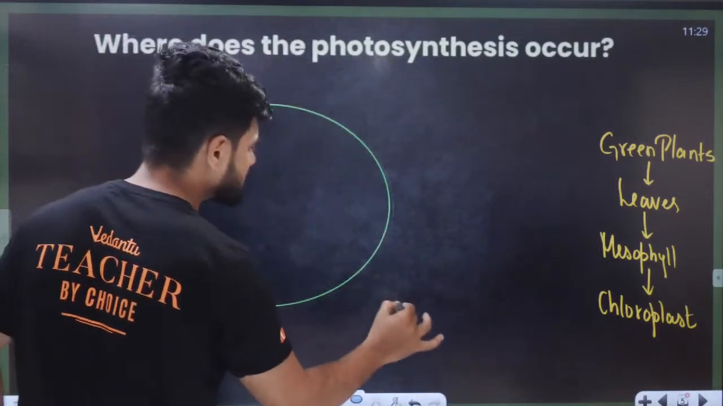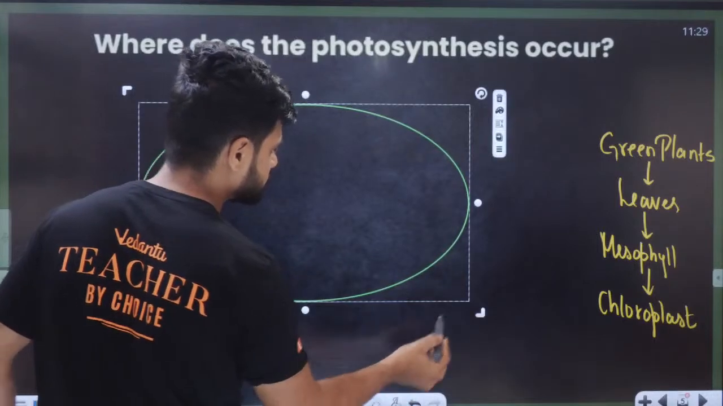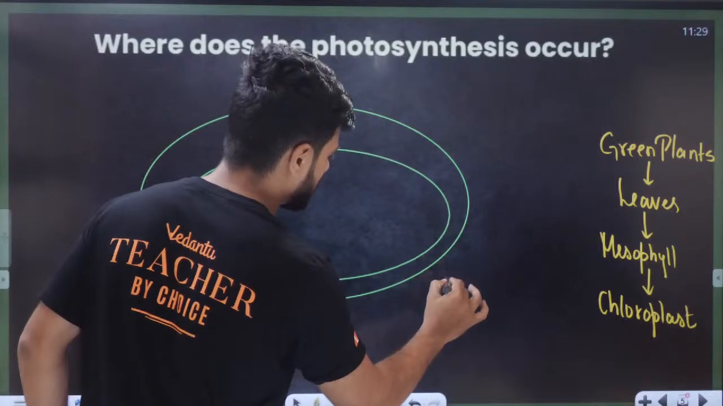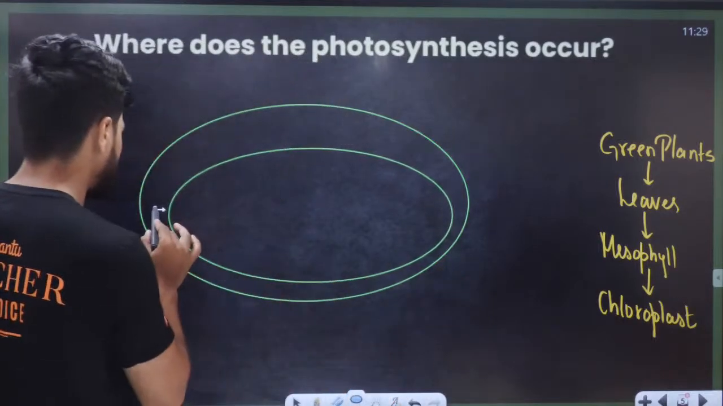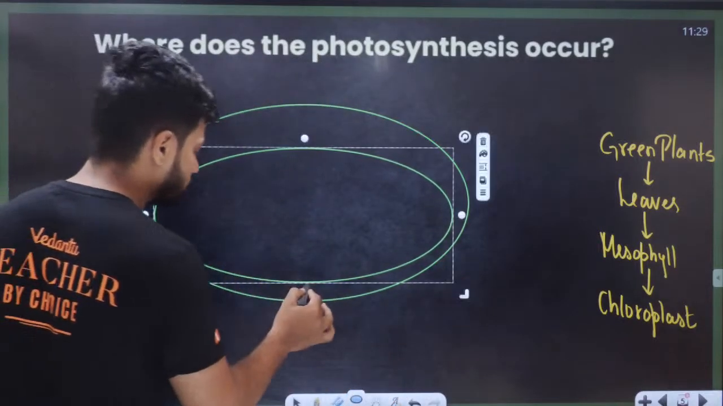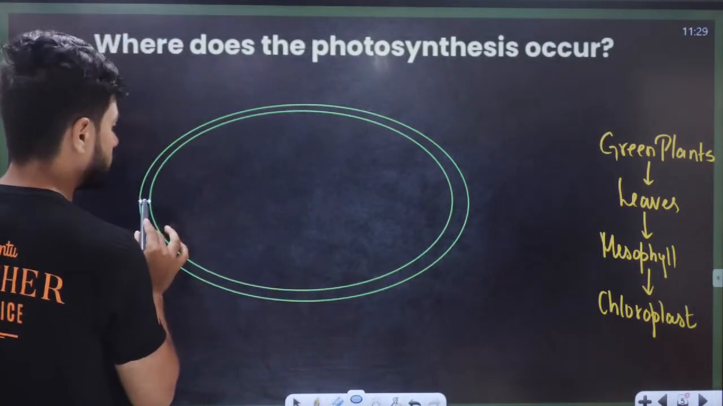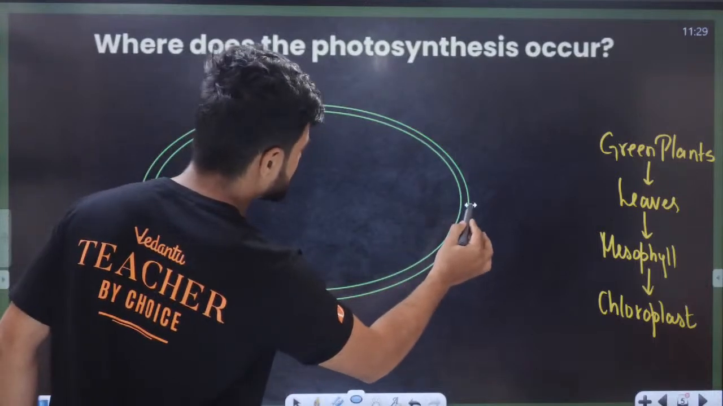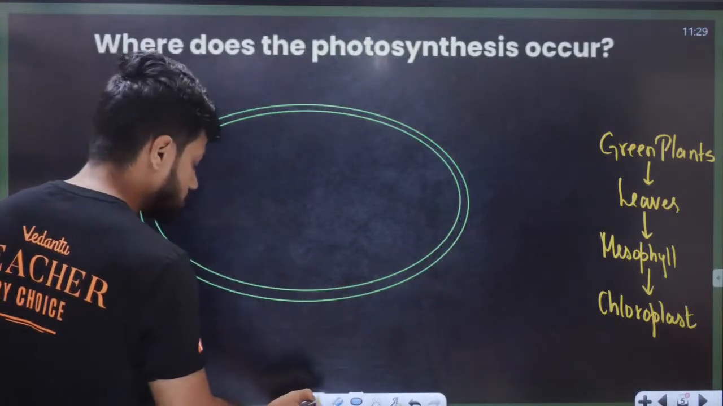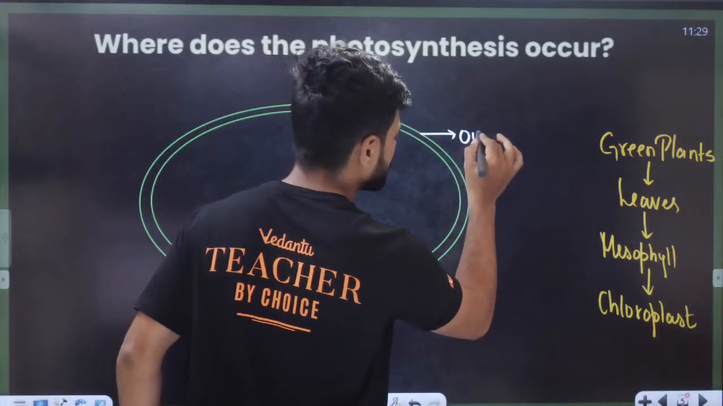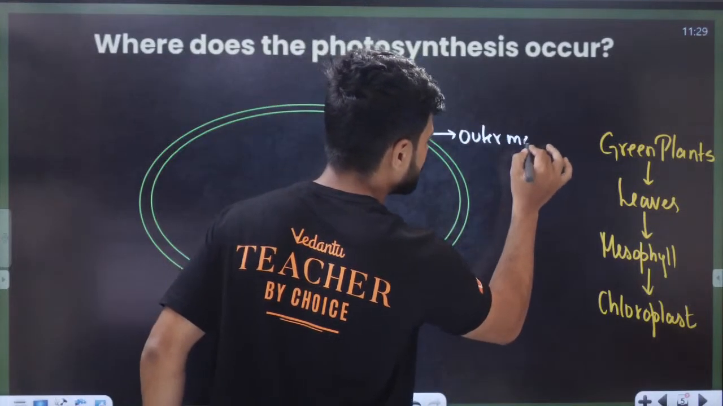Now, if you see the structure of chloroplast, tell me, students, is it a single membrane or double membrane? All of you know, similar to your Golgi complex, and as well as the nucleus, your chloroplast also is a double membrane structure. Yes or no? It is a double membrane structure. Okay. So can I tell we have something called outer membrane and inner membrane? We have the outer membrane.